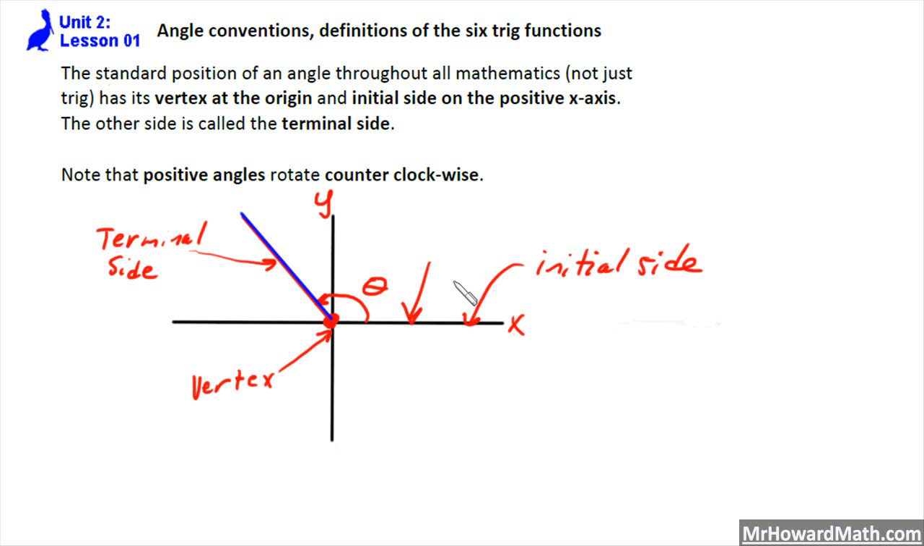Okay. By the way, we don't need this extra arrow here, so that's not the initial side. I'm just pointing there. So that's what that arrow was supposed to be for. It's labeled here as the initial side.